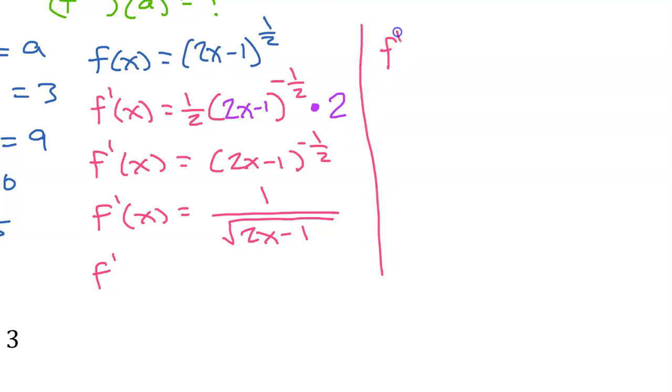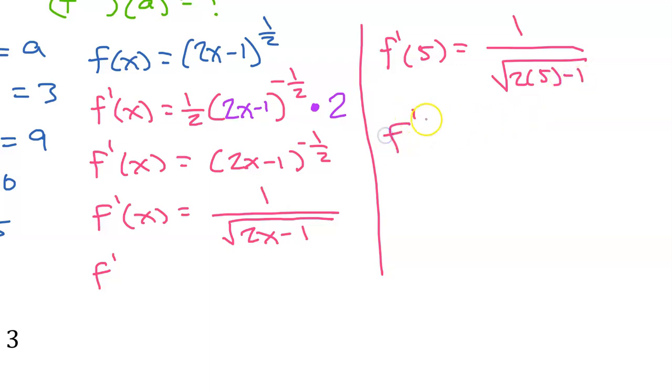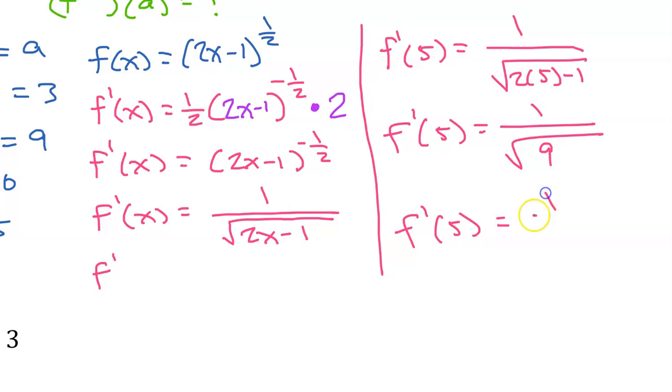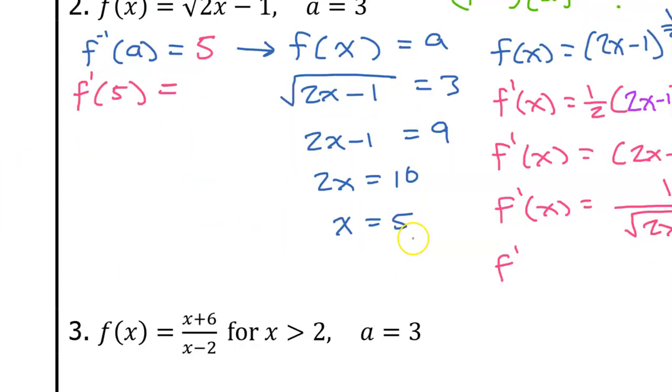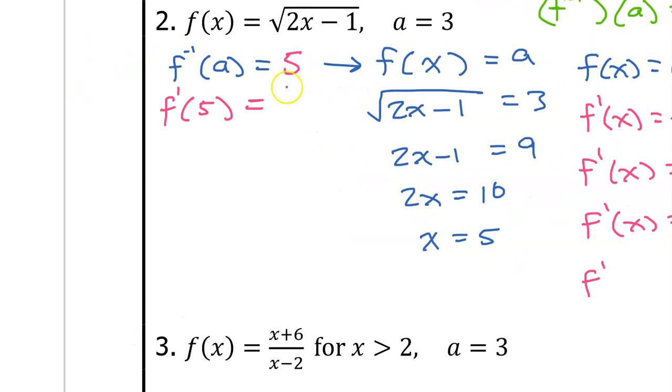Okay, so f prime at 5 will be 1 over the square root of 2 times 5 minus 1. So f prime at 5 is going to equal 1 over the square root. 10 minus 1, of course, is 9. So f prime at 5 is equal to 1/3. So that is the end of step 2.